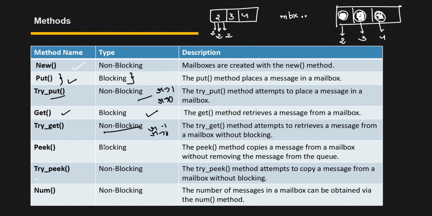Now try pick is also a non-blocking method and it is similar to your try get. Here also your data does not get removed from your mailbox. Now after that, the last one we have is num. If you want to see the number of messages or transactions available in your mailbox, you can use this num method.